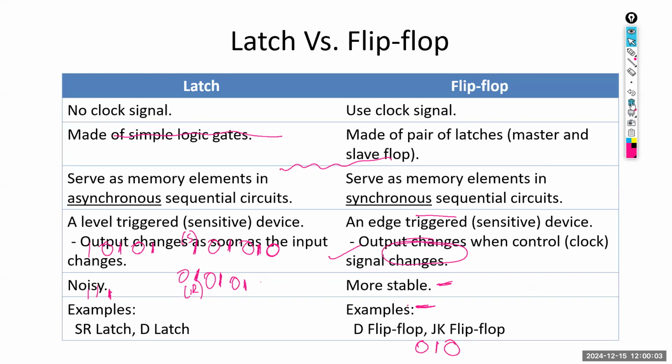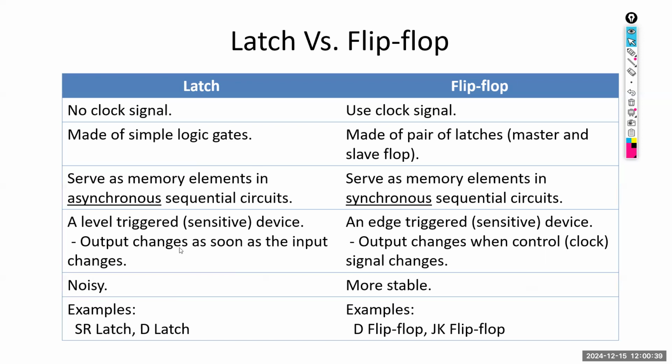Right. So this is a general comparison between latch and flip-flop. Latch, no need of a clock signal, but you can have enable. But flip-flop, you have a clock signal. So latches are made of simple logic gates, flip-flops are made of a pair of latches. Latches serve as memory elements in asynchronous sequential circuits, but flip-flops are synchronized, time synchronized. Because it changes at particular edges only.